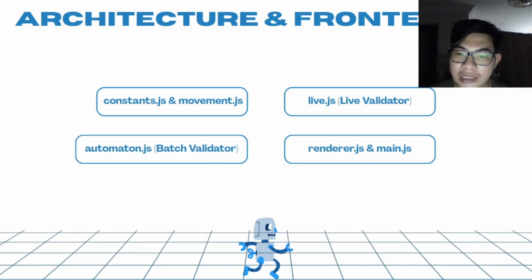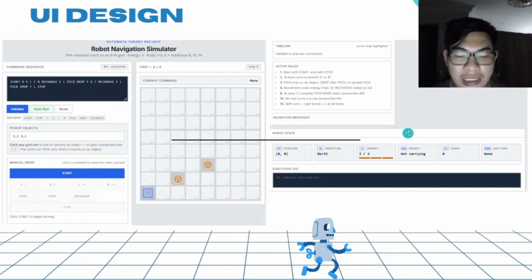The last one is the renderer, and it handles all the front DOM. The next slide is the UI design. We want to make the finite automaton, the internal state, completely visible and interactive.